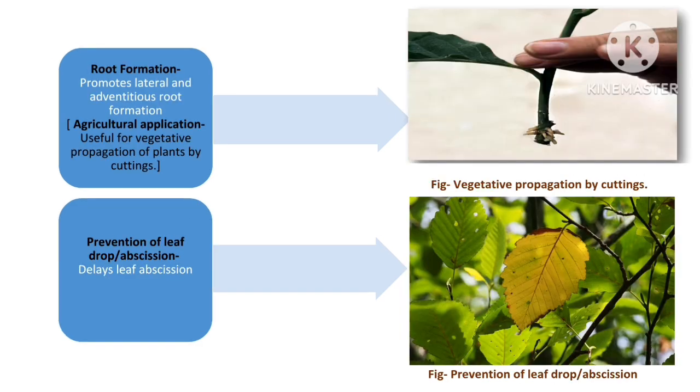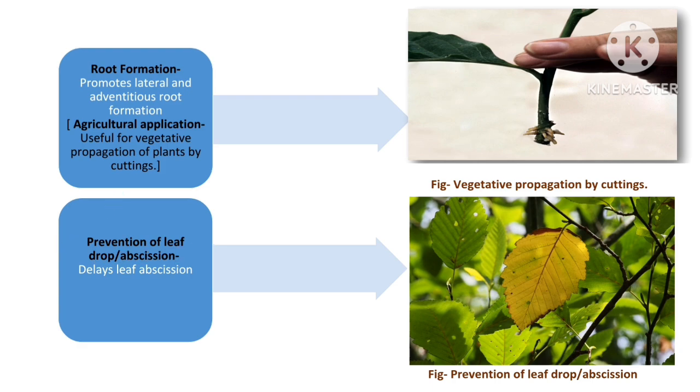And next one is root formation. Auxin promotes lateral root or adventitious root formation. And this is widely used for vegetative propagation in nursery or horticultural practices. Auxin is widely used as a root induction hormone. And next one is prevention of leaf drop or abscission.